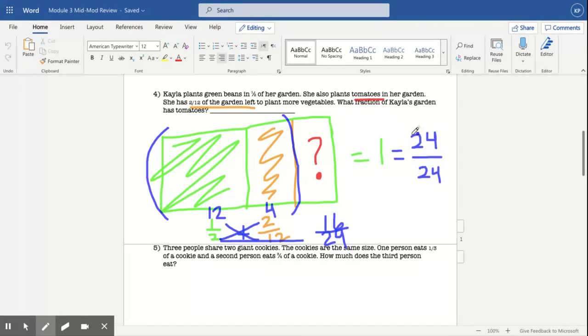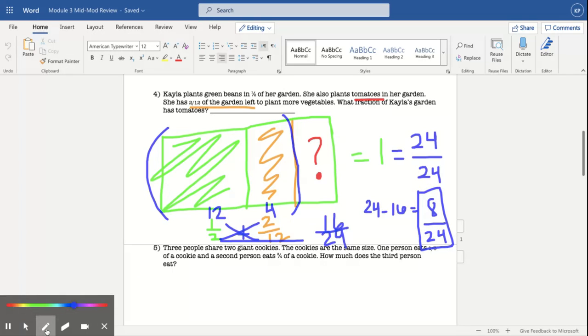So I'm now going to take my 24/24ths and I'm going to subtract 16/24ths. Well, I know that 24 minus 16 is 8. And my denominator is 24. So my answer is 8/24.